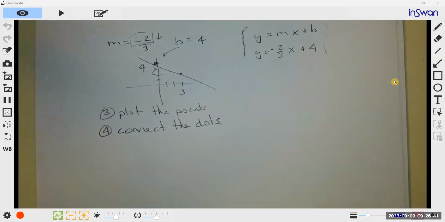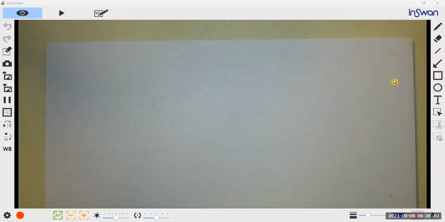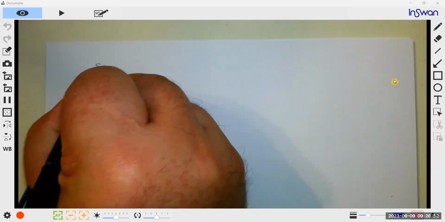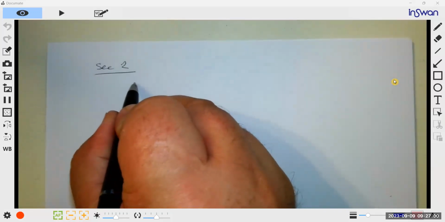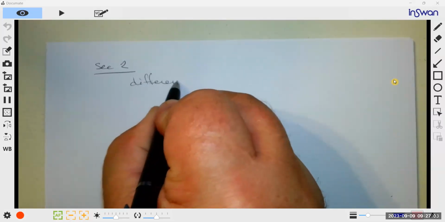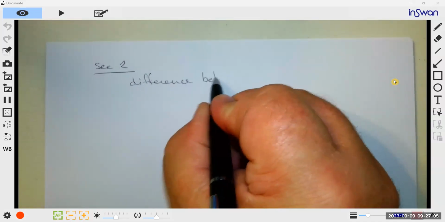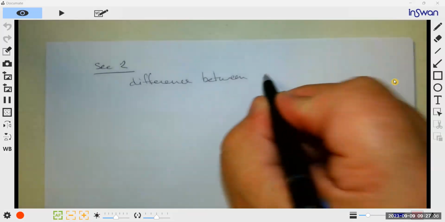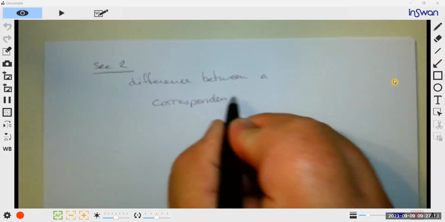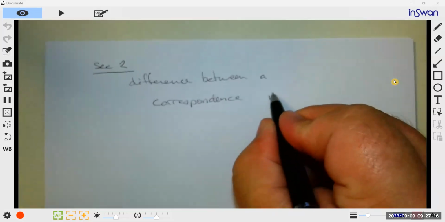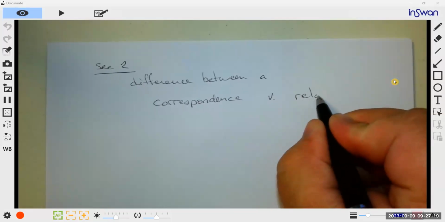All right, so today we're going to start on section 2, because now we're going to start talking about functions and domains and ranges. Before we move on, we have to first talk about the difference between a correspondence and a relation.